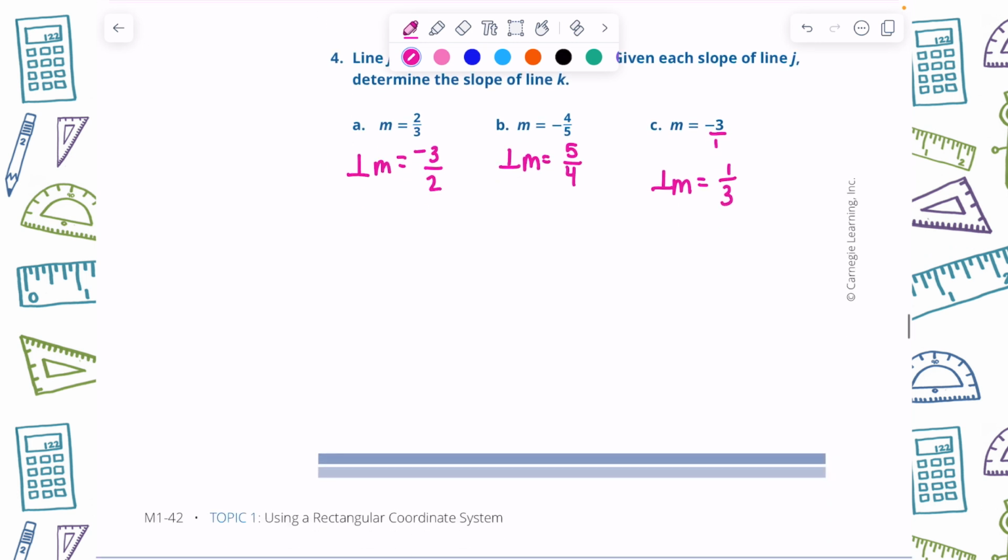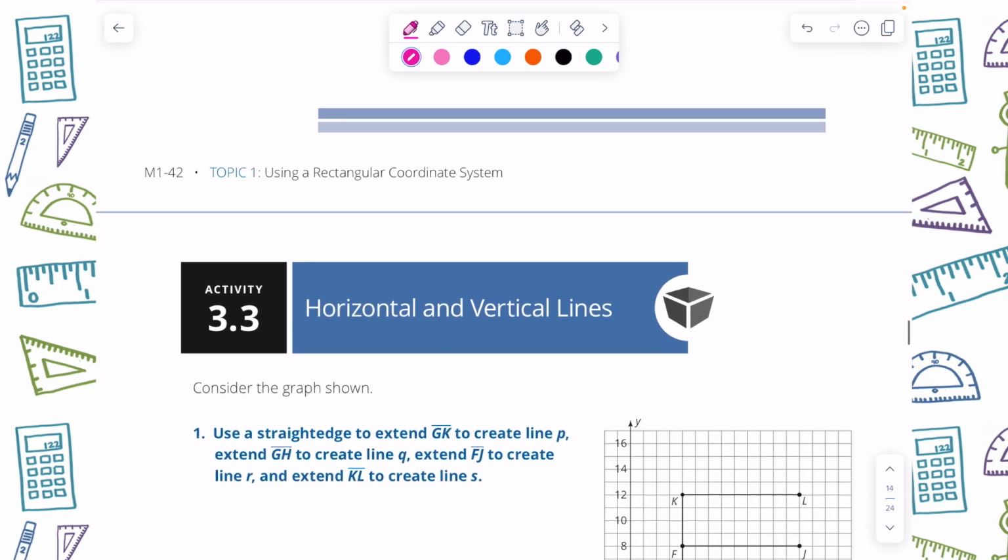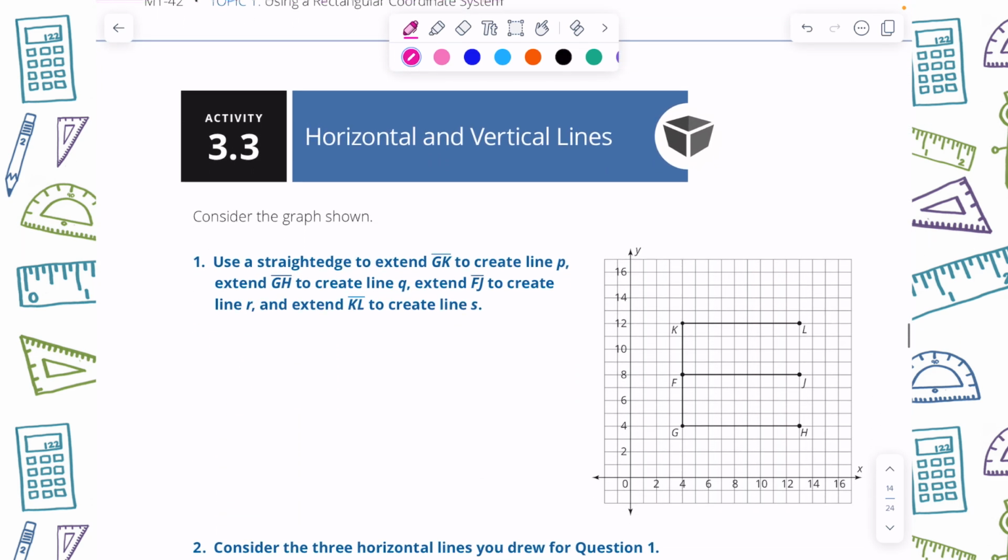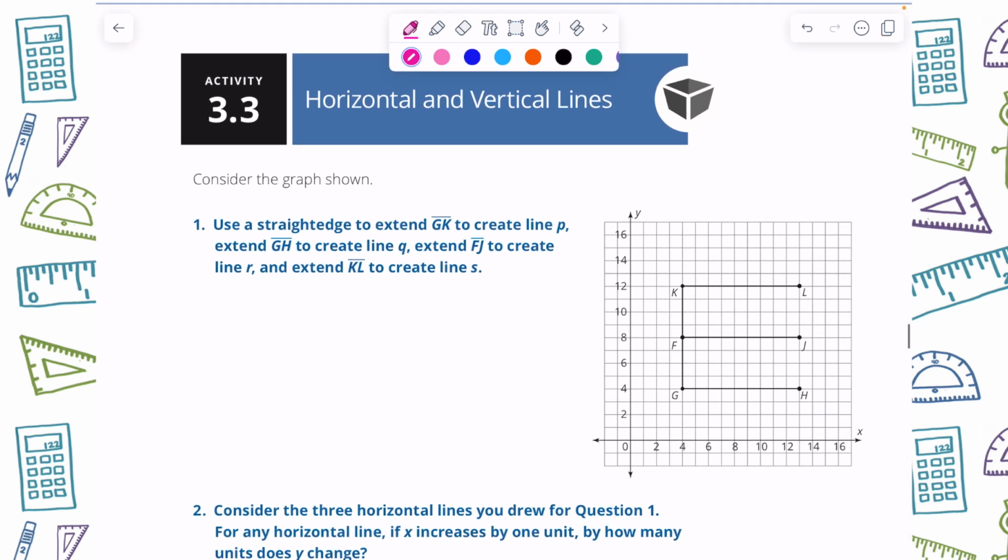All right, let's keep on going. So now we're on page 43. We're going to talk about horizontal and vertical lines. So we're going to consider this graph shown.